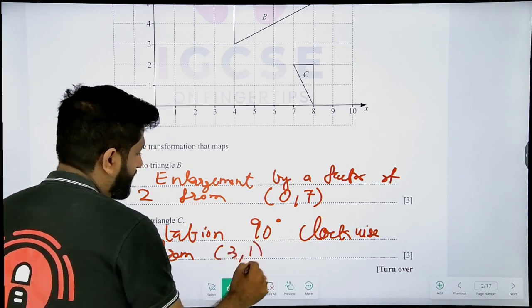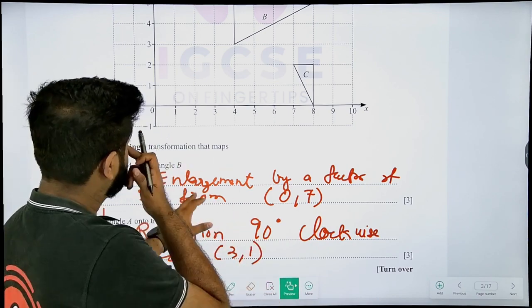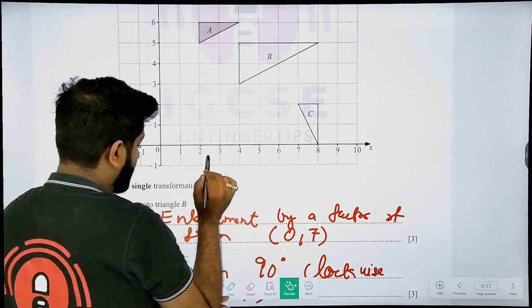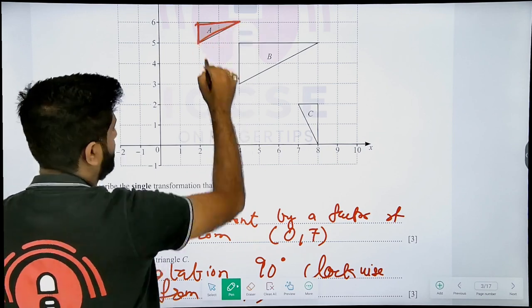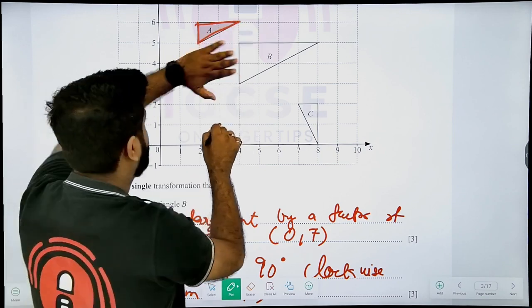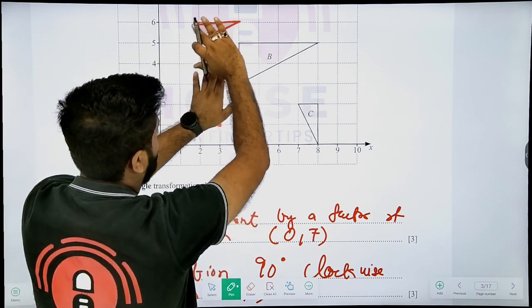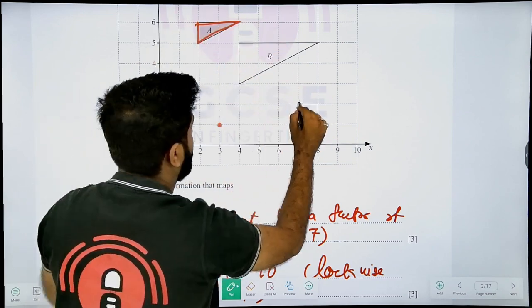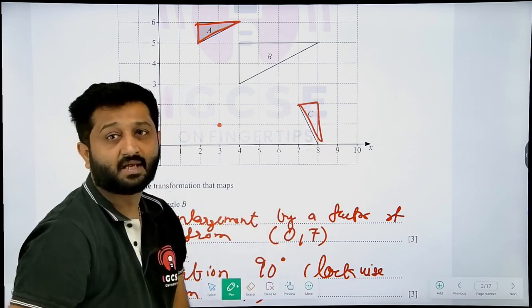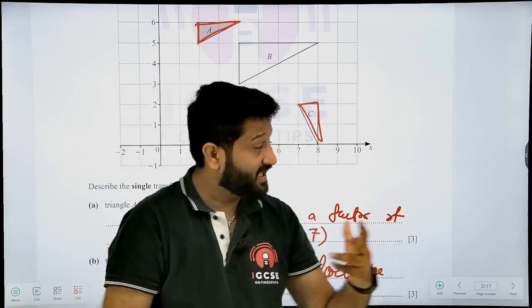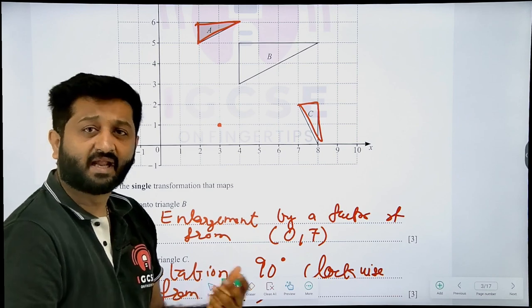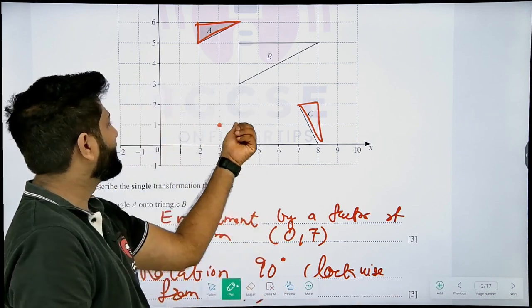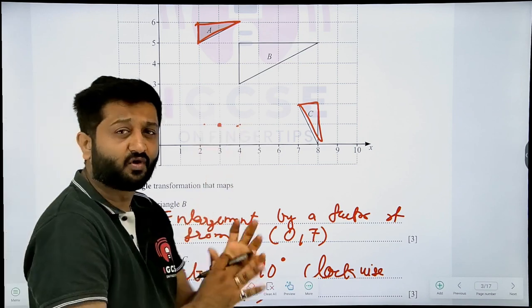In order to verify, let's say this is my tracing paper. I have drawn the figure on the tracing paper. Then I'll put my compass over here and rotate the tracing paper 90 degrees in the clockwise direction. If this is exactly overlapping with this, then I'll say that the center of rotation is correct. If not, then maybe I'll try with this point or this point, somewhat like that.